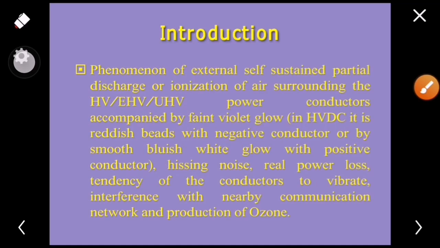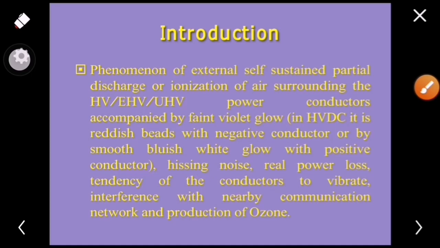Partial discharge can be classified into two categories, internal partial discharge and external partial discharge. In case of internal partial discharge, breakdown of air occurs inside the insulating material and it cannot be visualized externally. On the contrary, in case of external partial discharge, breakdown of air occurs externally and it can be visualized. Now, corona is an example of external partial discharge, and it is also self-sustaining partial discharge, which is basically observed in case of high voltage transmission lines.